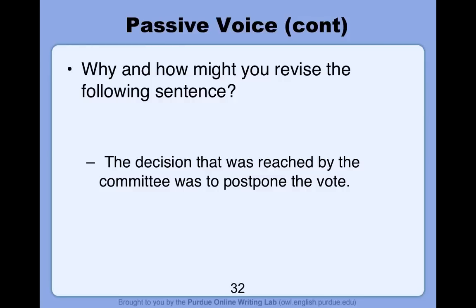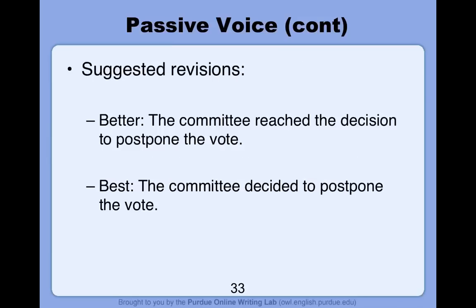Read the sentence on this slide and identify the passive construction within. Think about how you can turn it into an active sentence. Remember to consider the difference in emphasis between the active and passive forms. Here's a sentence. The decision that was reached by the committee was to postpone the vote. How can you correct that? How can you make that active?